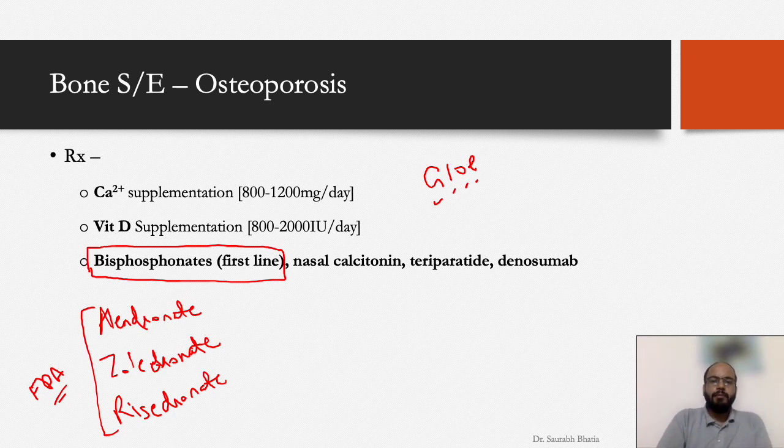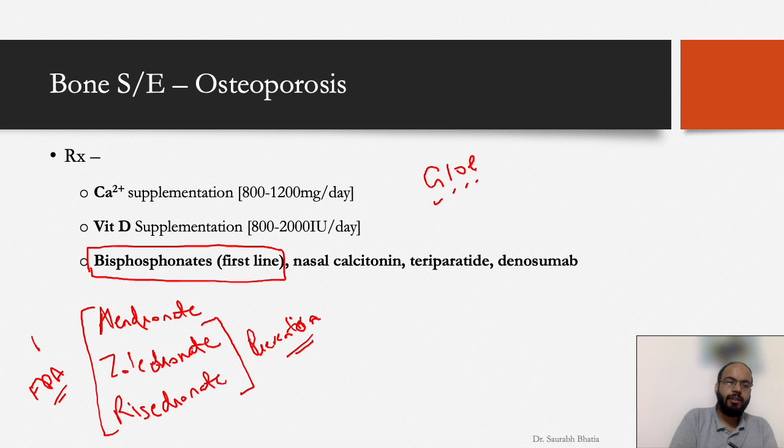Okay, for treatment of osteoporosis. From these three, zoledronate and risedronate have been approved for prevention of osteoporosis. That means you can give before osteoporosis has set in. And all these three for treatment, while zoledronate and risedronate have been approved for prevention. Clear?